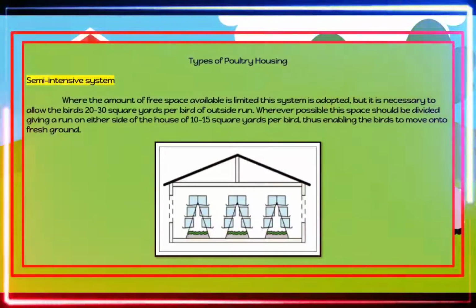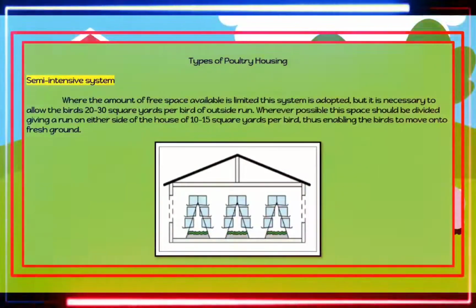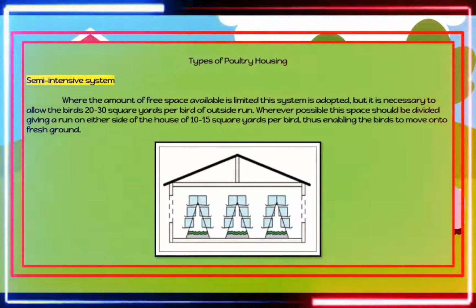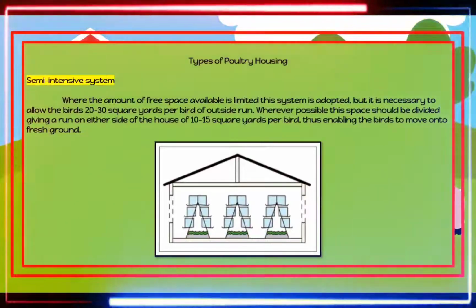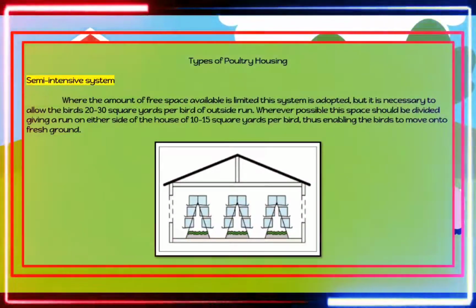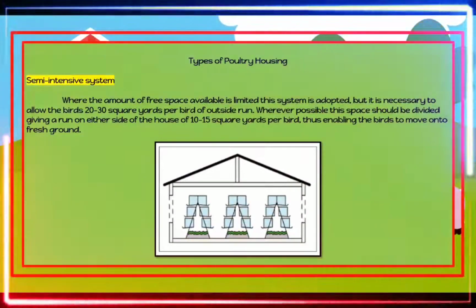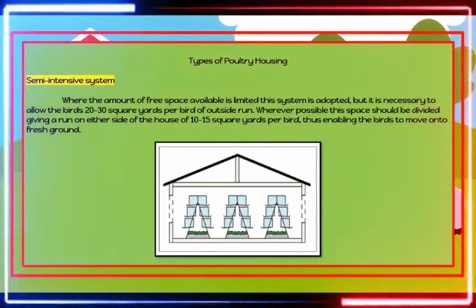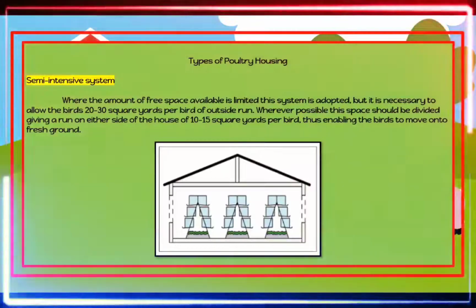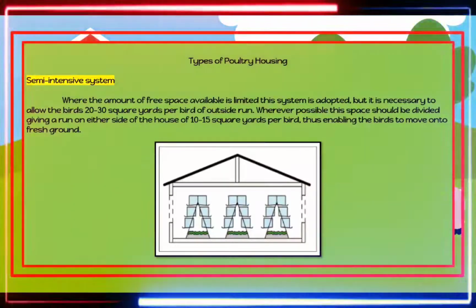Semi-intensive system. Where the amount of free space available is limited, this system is adopted, but it is necessary to allow the birds 20 to 30 square yards per bird of outside run. Whenever possible, this space should be divided, giving a run on either side of the house of 10 to 15 square yards per bird, thus enabling the birds to move onto fresh ground.